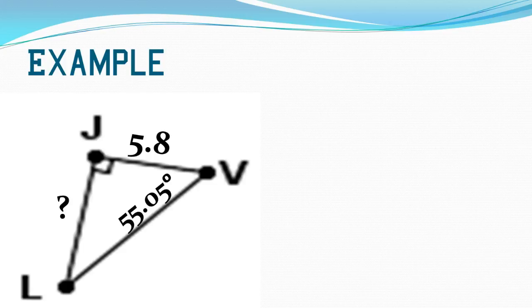5.8 is directly next to that angle. It's touching angle V, so that is an adjacent side. Directly across from angle V, the side that it cannot touch, is the opposite. It's unknown. So I have an opposite that's unknown, adjacent that is 5.8. So I have opposite and adjacent, that's TOA, tangent.